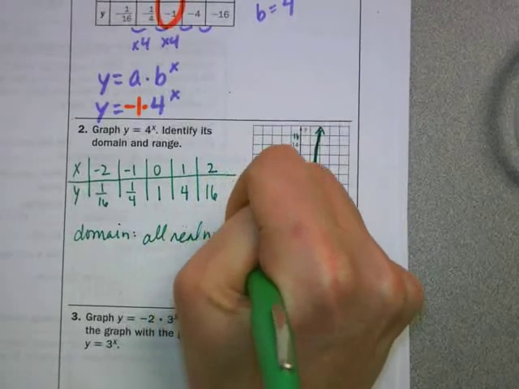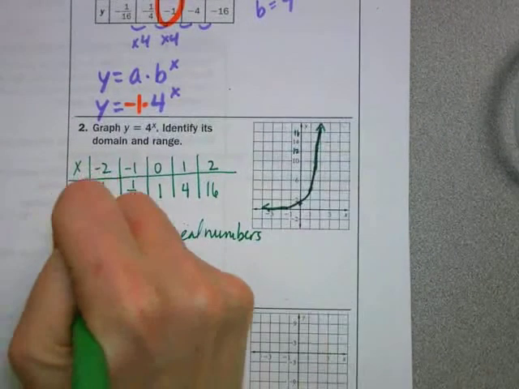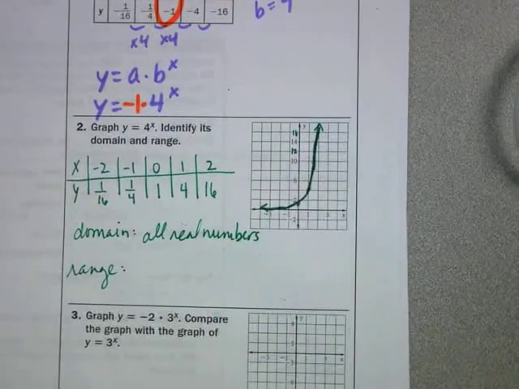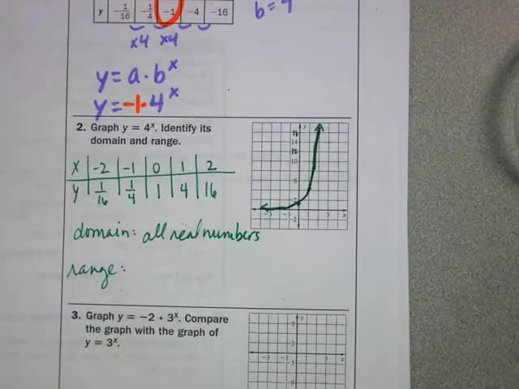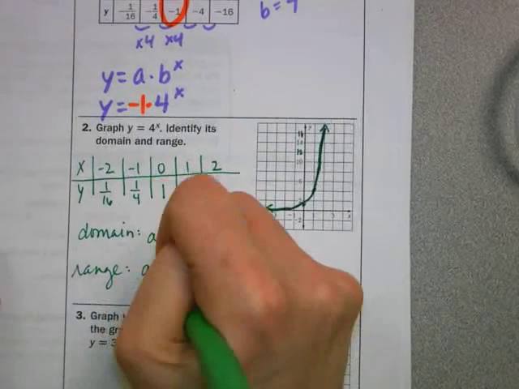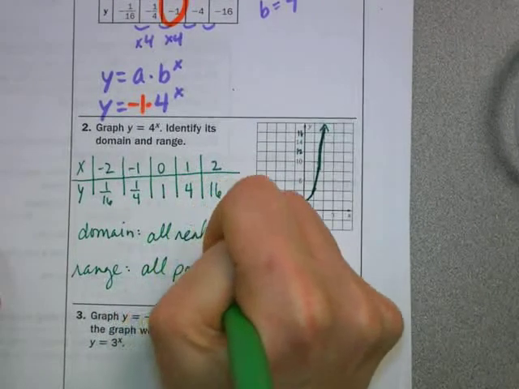Every number works. And then the range, are there any values that y cannot be? Yep, it can't be those negatives, and it can't be 0 again. So we'd say all positive real numbers.